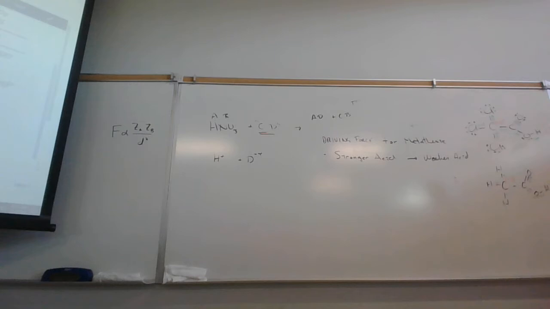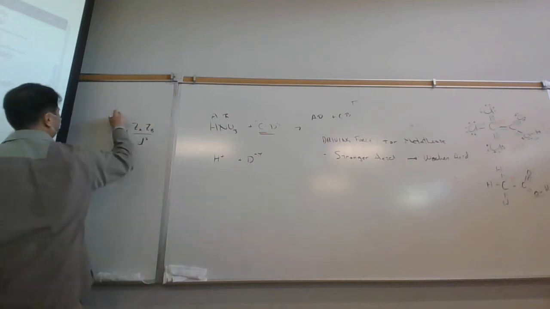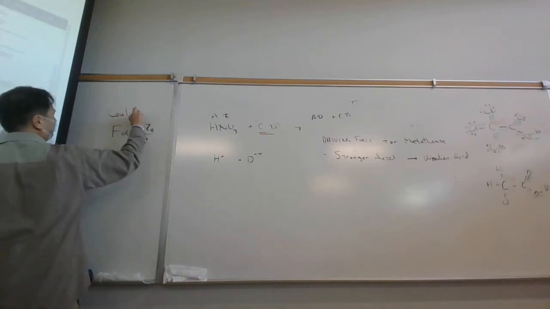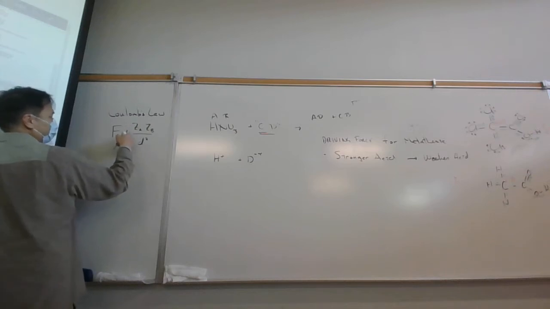What was the name of that over there? This equation? Okay. This equation is Coulomb's law. There's more. It's equal to... there's a constant here.